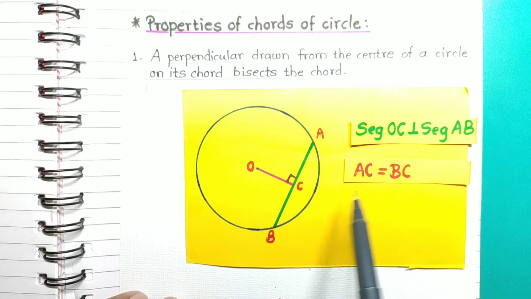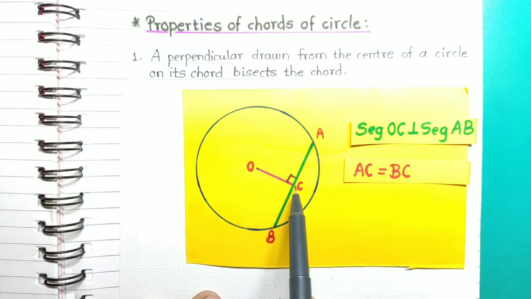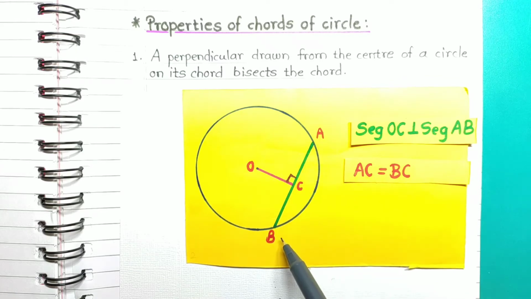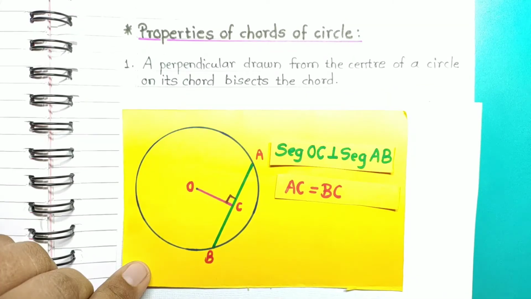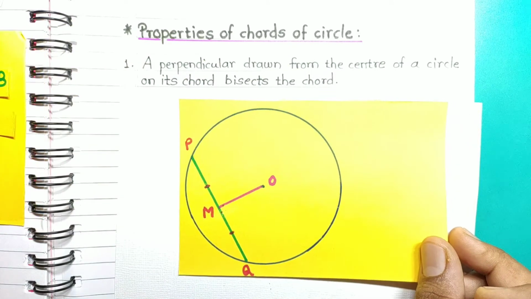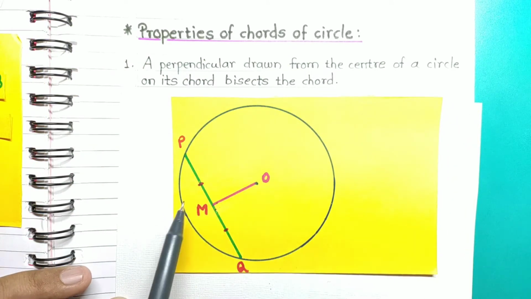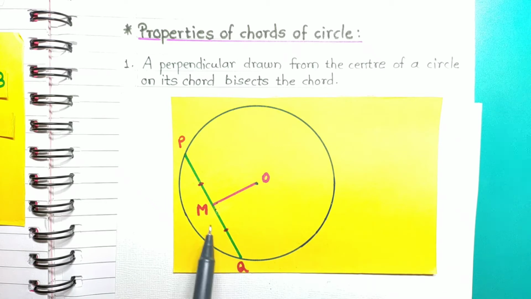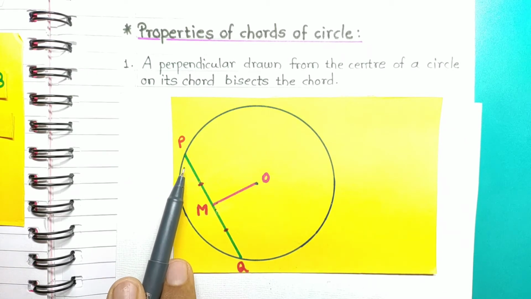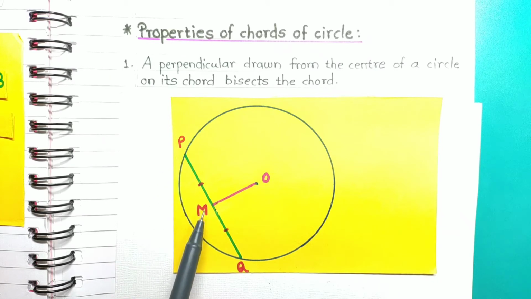See, the given part is perpendicular drawn from center on chord, and the conclusion part is the chord is bisected. Then let's consider the figure. It contains a circle with center O and chord PQ. Here we see congruent signs. This denotes segment PM congruent to segment MQ.